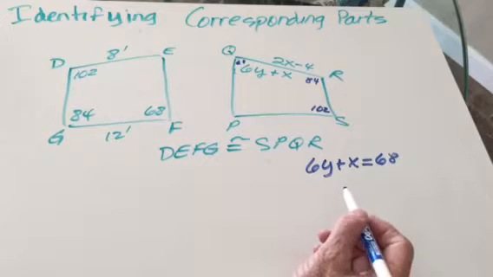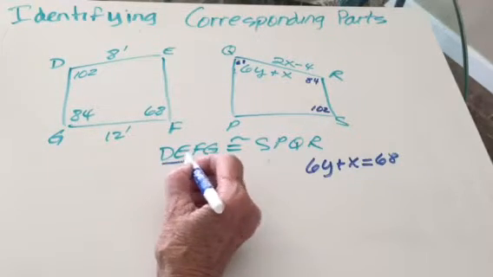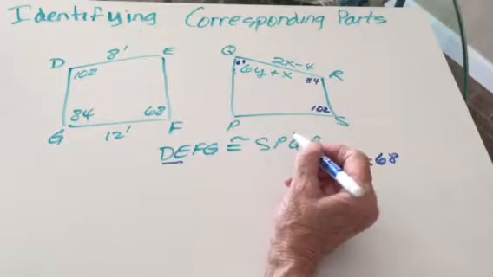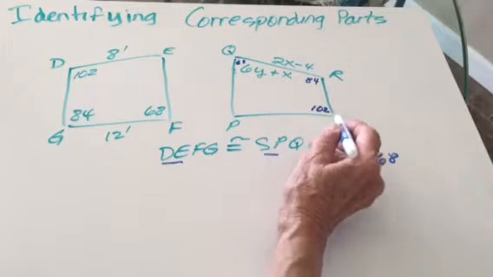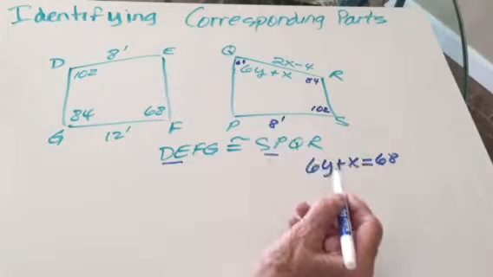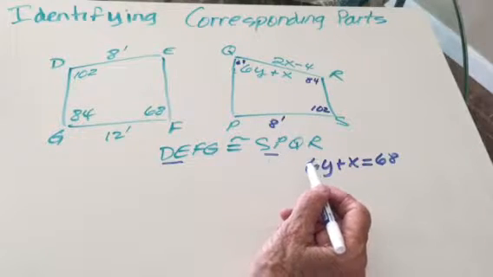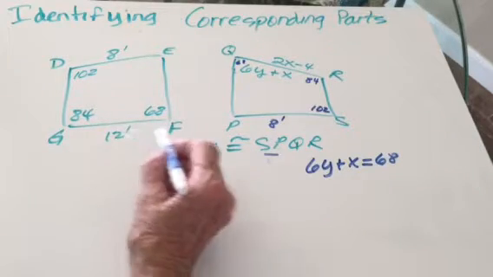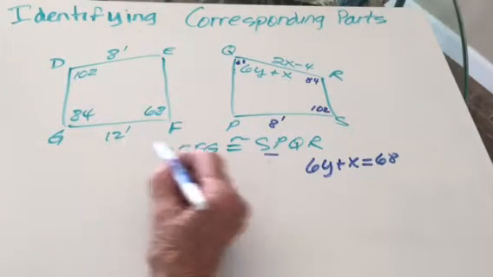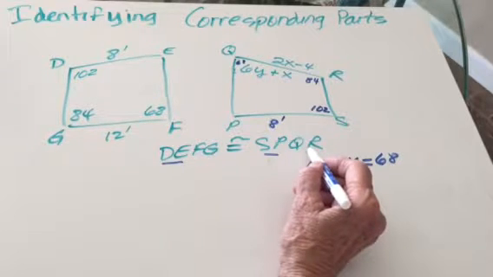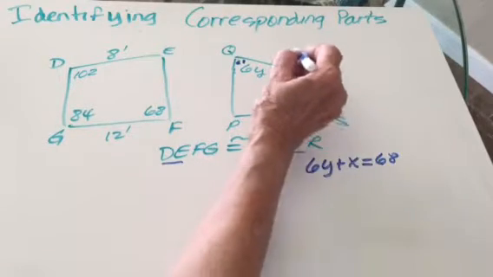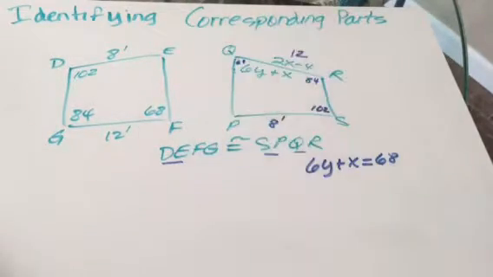Okay? Now, DE is 8. What's 8 over here? Anything? Do we see anything? SP. Where's SP? All right, SP has to be 8 feet, right? GF. Where's GF? Or FG. Doesn't matter. See, now I can go backwards. So GF, let's just say GF is 12, and it goes with QR. Where's QR? QR, right there, right? So QR is 12. They're asking us to find what is X and what is Y.